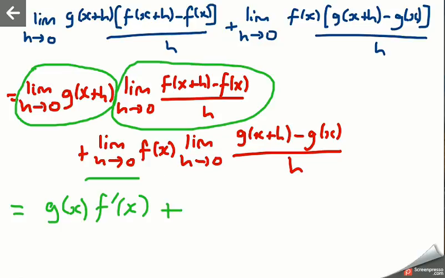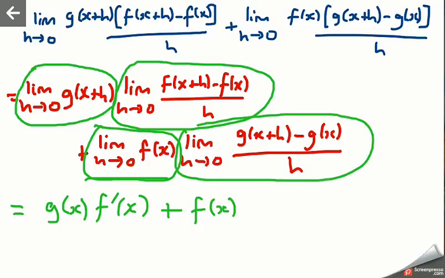Plus, now, the limit as h tends to 0 of f of x. Well, f of x has nothing to do with h. Actually, f of x is just a fixed number as far as we're concerned, so that's just going to stay as f of x. As h gets closer and closer to 0, f of x remains at f of x, and therefore it gets closer and closer to f of x. So that's what's going on there. And then finally, again by definition, the thing in this last circle is just equal to g prime of x.